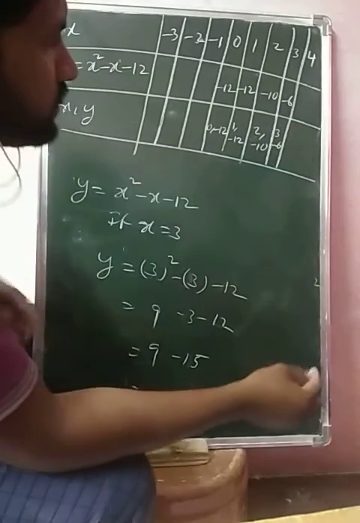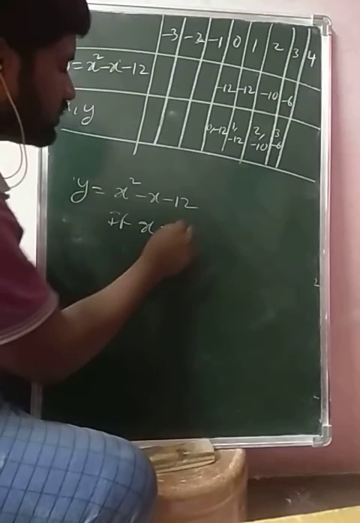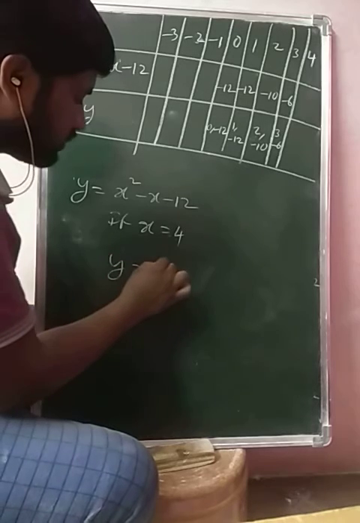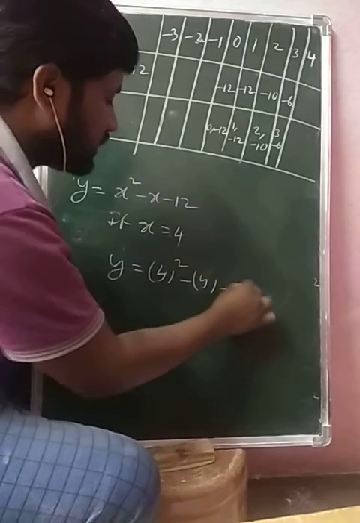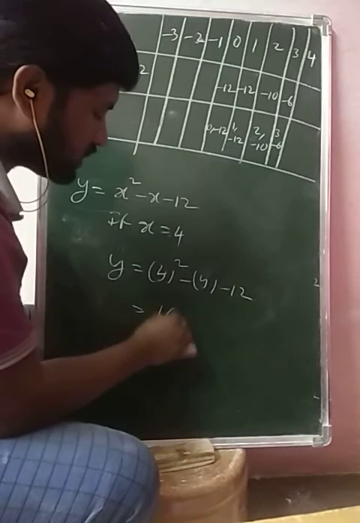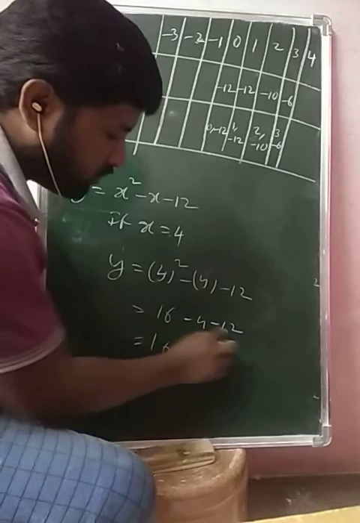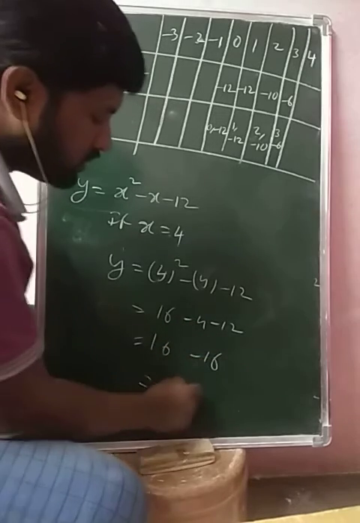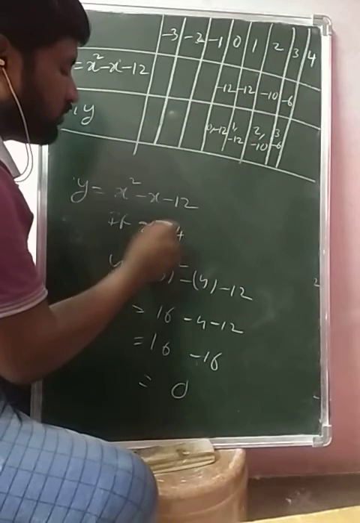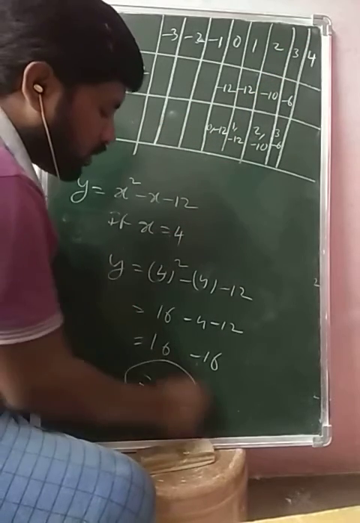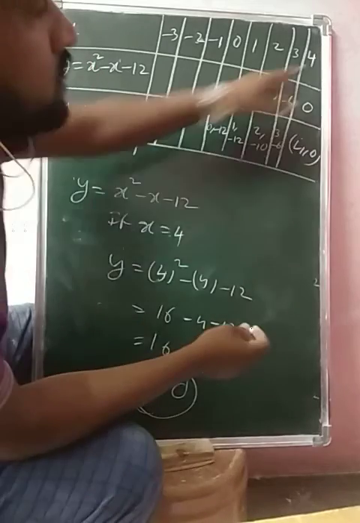These are the required points. And like that only, you take the value of x is equals to 4, y is equals to, that is 4 square minus 4 minus 12. 4 square means that is 16 minus 4 minus 12, that is minus 16. 16 minus 16, that is 0. Okay, now if we substitute in the place of x 4, the value of the polynomial becomes 0. That's why we can say that 4 is a zero of the polynomial.